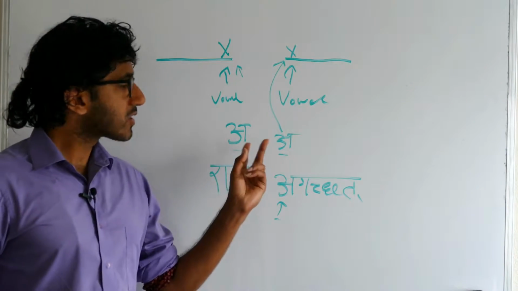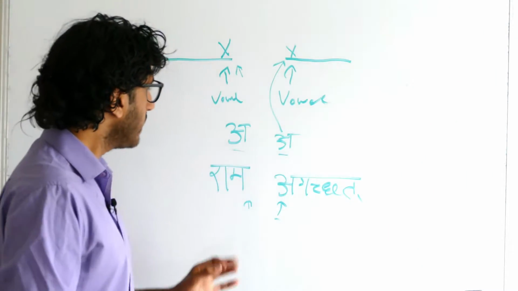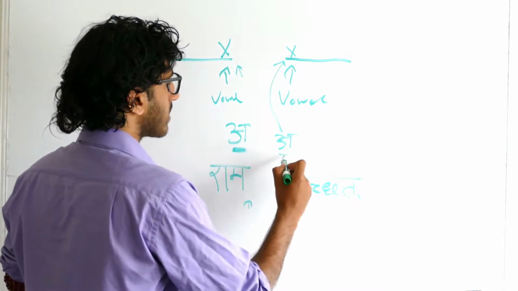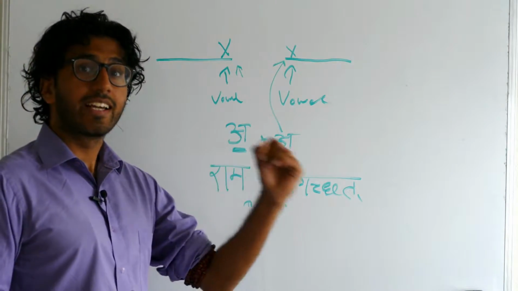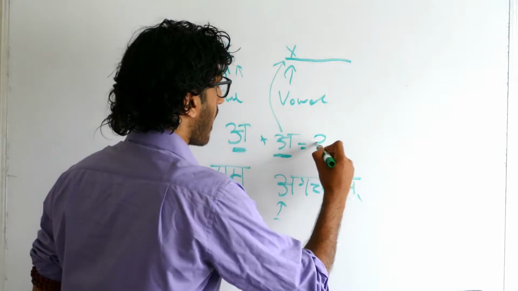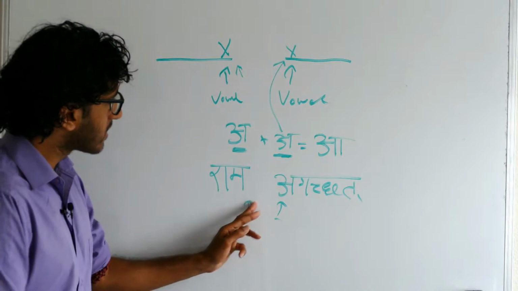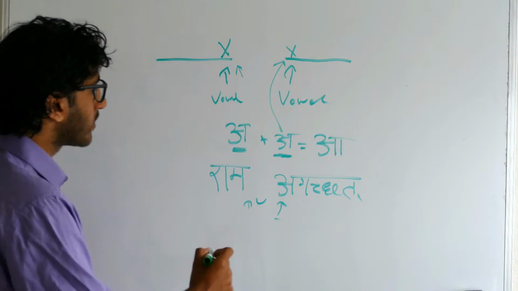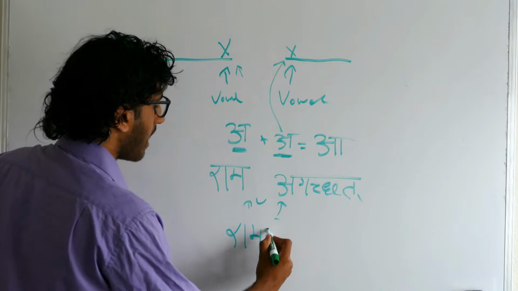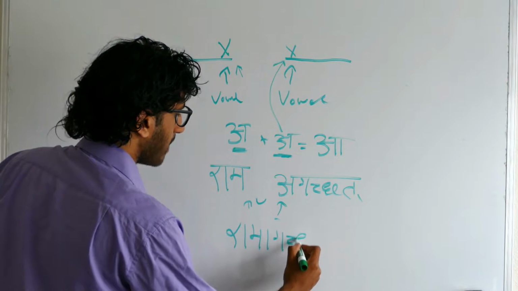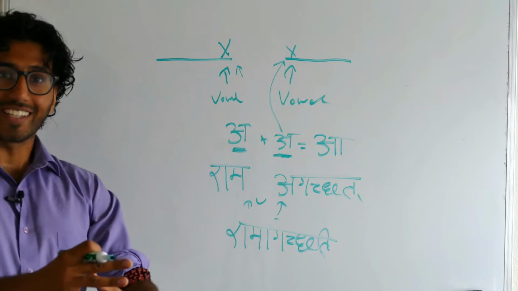Now, this is called the same class, Savarṇa Dīrgha Sandhi. Why? Because when a combines with a, you get the Dīrgha, long form of it. You get ā. So there's a combination going on, and the result will be Ramagachat. It combined. Do you see?